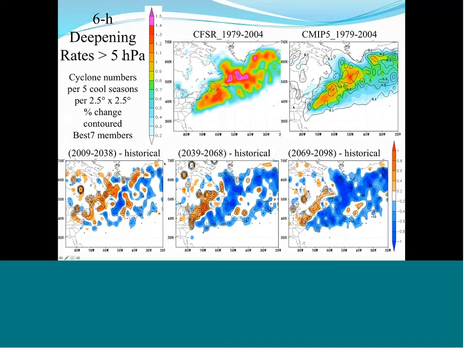And as we head into the middle 21st century, we can have once again that weakening of deepening rates out over the Gulf Stream and Western Atlantic. But interestingly, just inland and along the East Coast, there's actually an increase of about 20 to 40% of more rapid deepening in this region, sort of maxing out in the middle part of the 21st century, and then relaxing a little bit compared to the historical period in the latter 21st century.